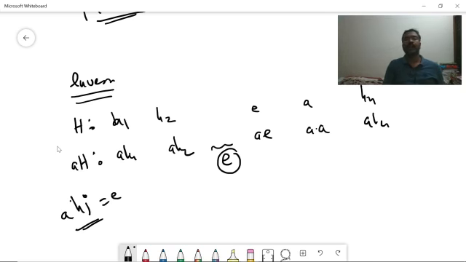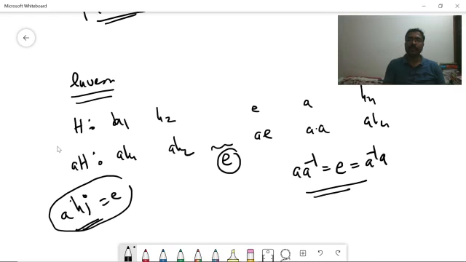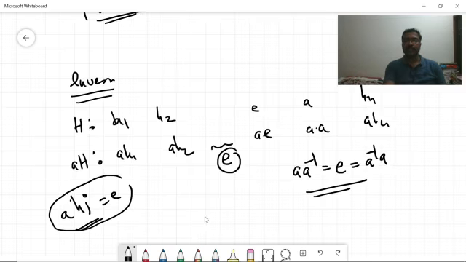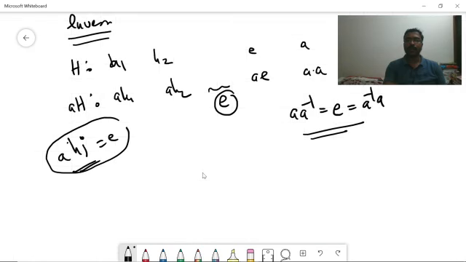Okay, so now we are going to establish that this Hj is actually the inverse. What is the property of inverse? The property of inverse is A into A inverse is equal to E, which is equal to A inverse into A. So we are going to establish that this Hj is in fact the inverse element. Now we have got the first part of this, that is AHj is equal to E. Now we will establish that HjA is also E.